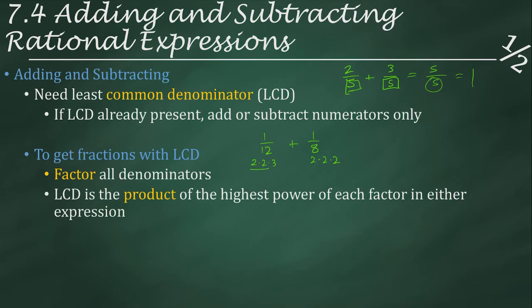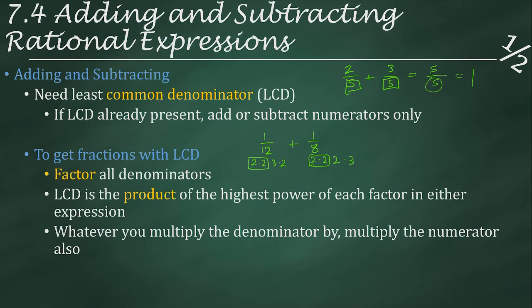So here I've got 2 2's. That's the same, so those are going to stay the same. So our common denominator will be the 2 2's. But we also need the other things. So the 12 needs a 2. The 8 needs a 3.